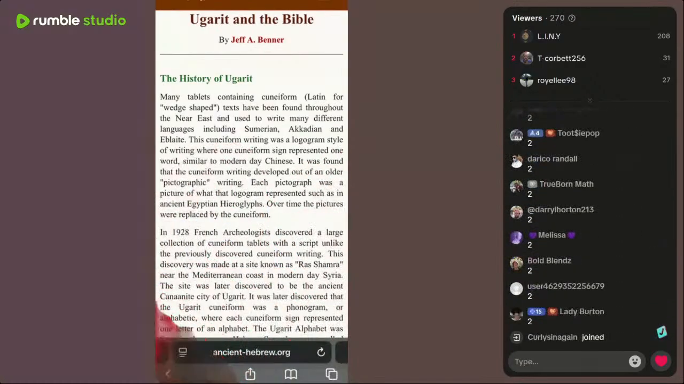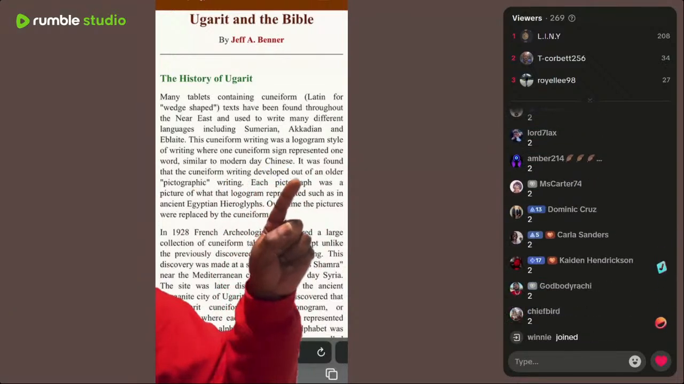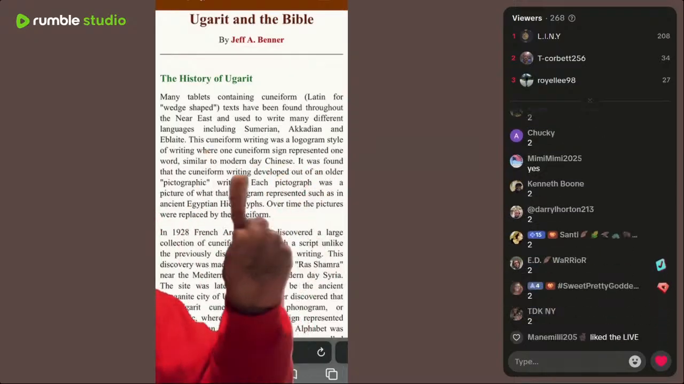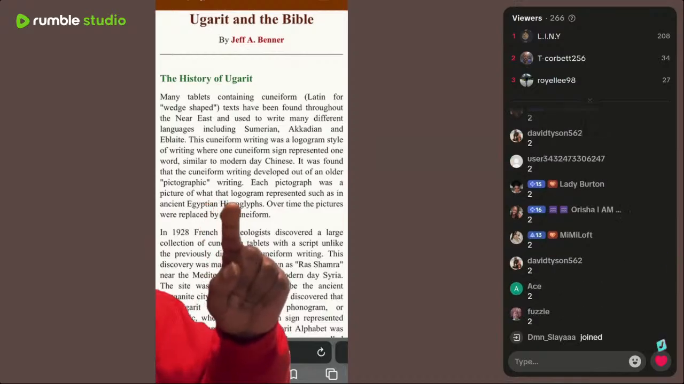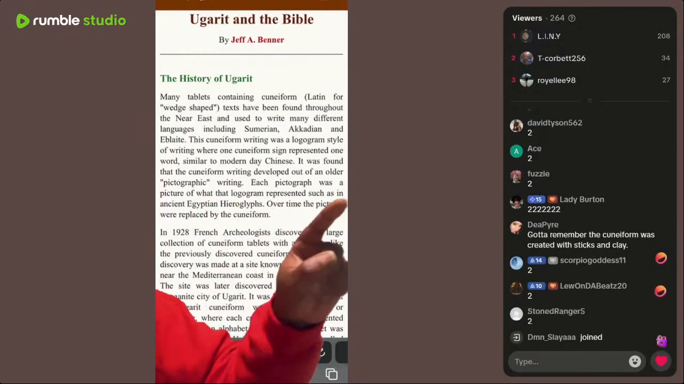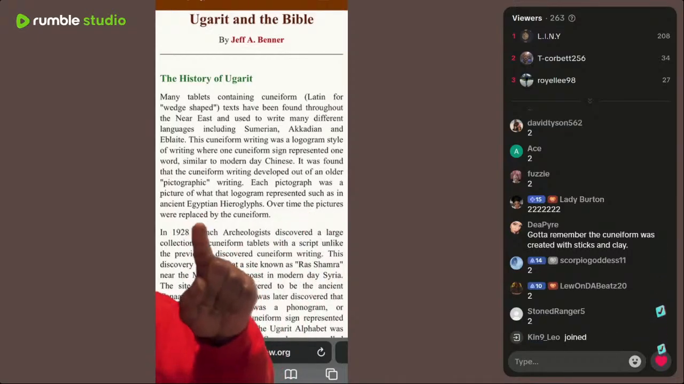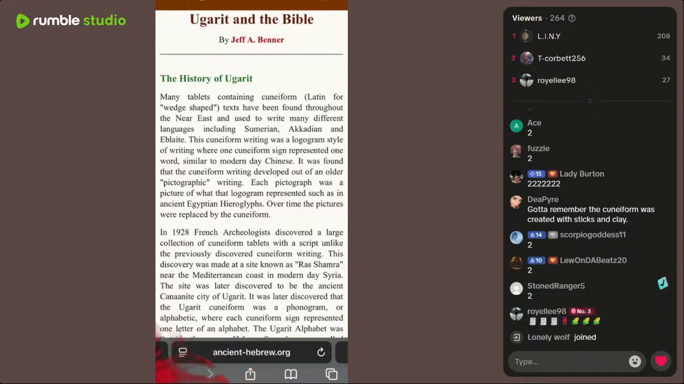Okay. It was found that the cuneiform writing developed out of an older pictographic writing. Each pictograph was a picture of what the logogram represented, such as in ancient Egyptian hieroglyphics. Over time, the pictures were replaced by cuneiform. Now, let's keep going. Watch this.